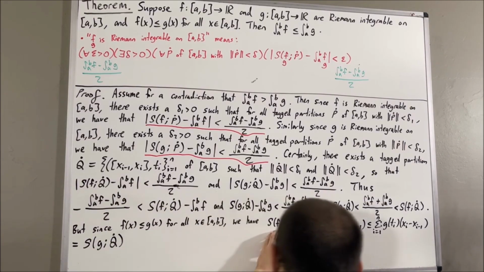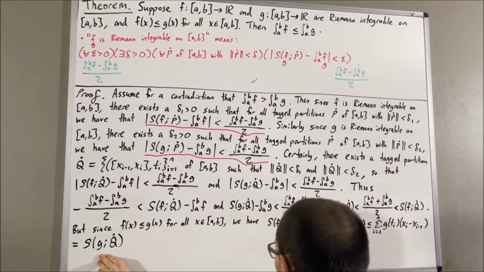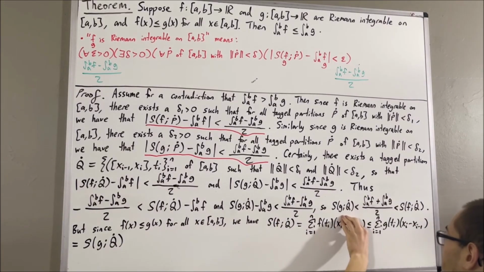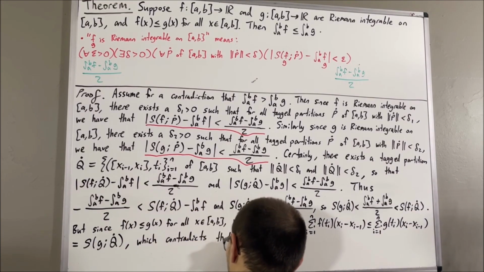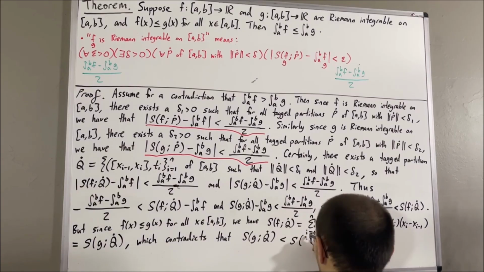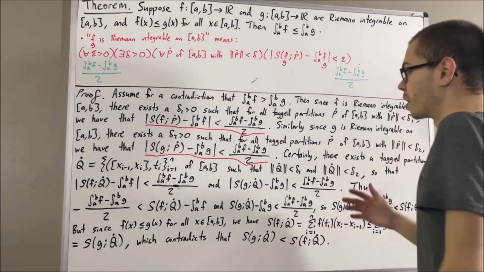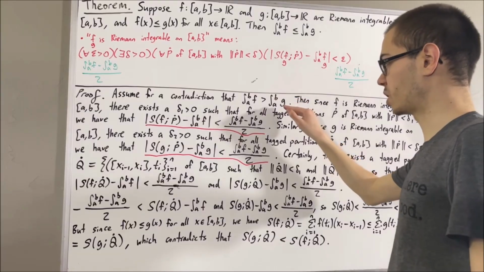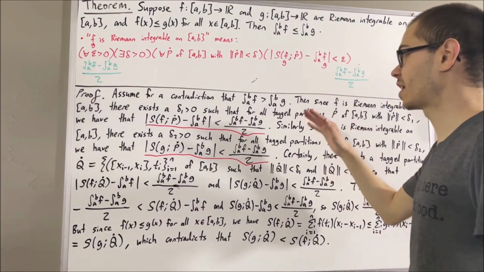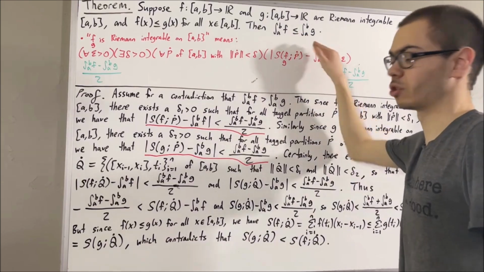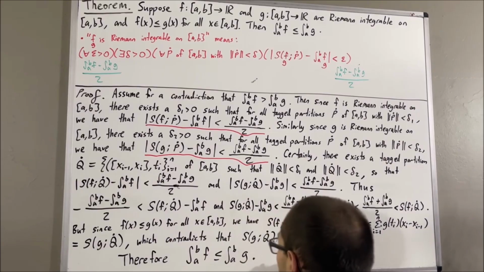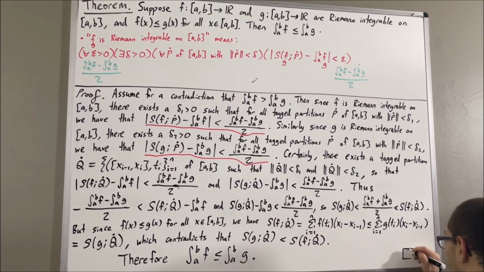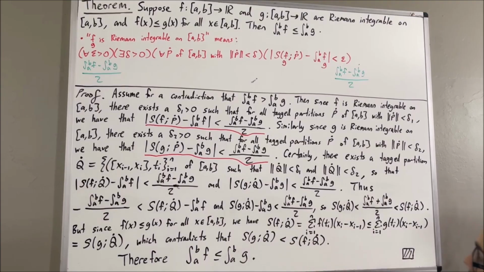So this shows that the Riemann sum of f is less than or equal to the Riemann sum of g, which contradicts the fact that the Riemann sum of g is less than the Riemann sum of f. Our assumption that the integral of f is greater than the integral of g led us to a contradiction. So we must instead have that the integral of f is less than or equal to the integral of g. And so this completes the proof. And so yeah, that's pretty much it for this video.